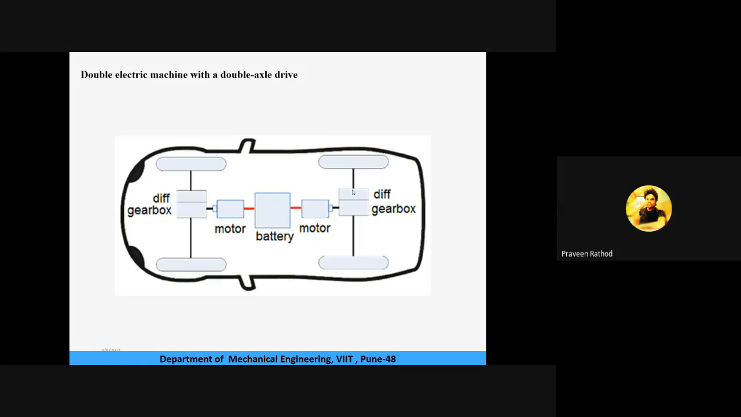Okay, so this is the second type of topology, that is a double electric machine with a double axle drive. A simple figure tells you how it looks, the double electric machine and double axle drive. So this is the second type of topology we have seen.